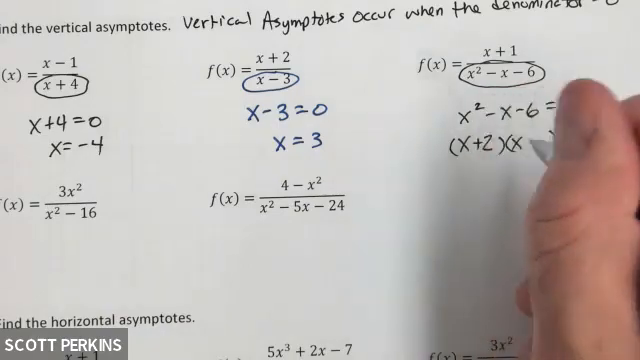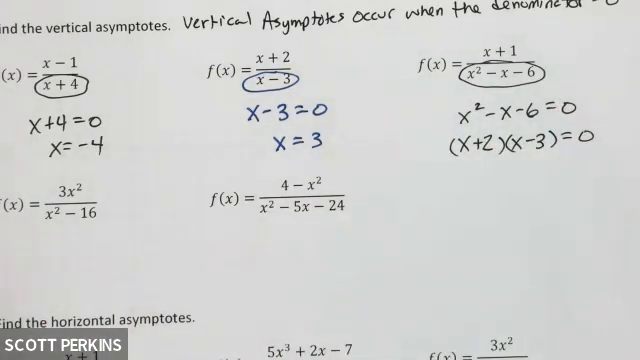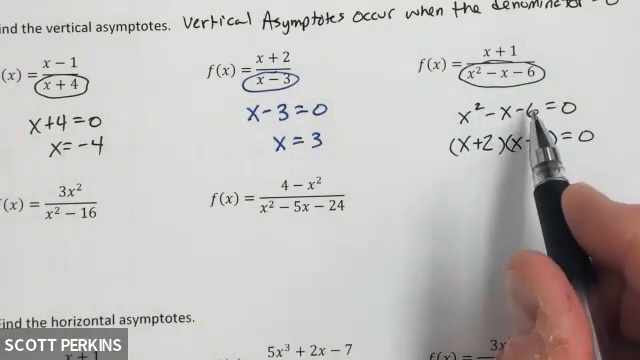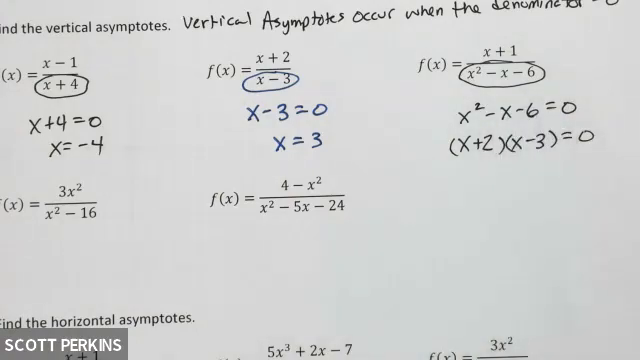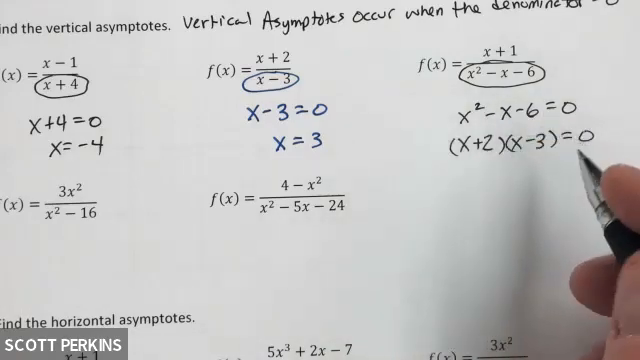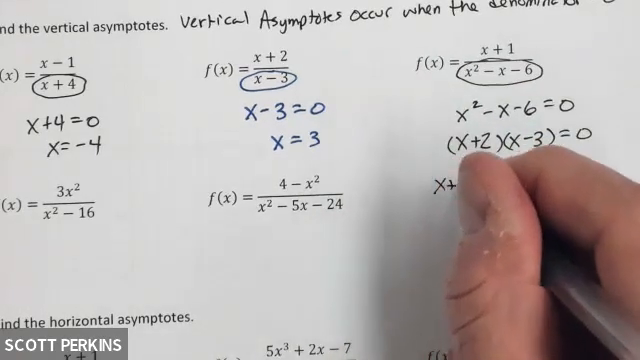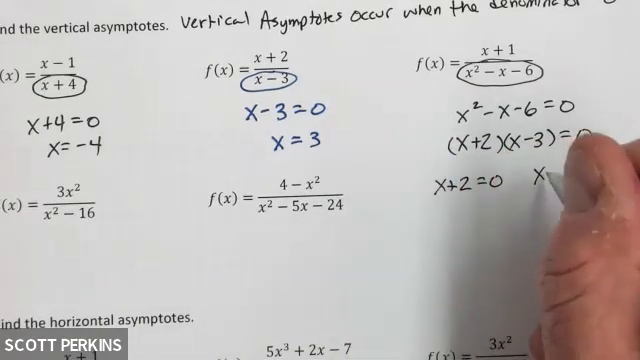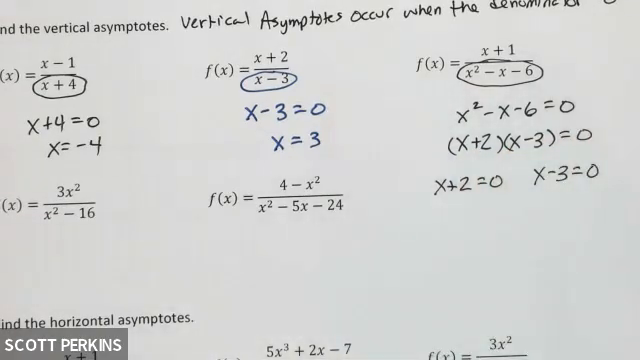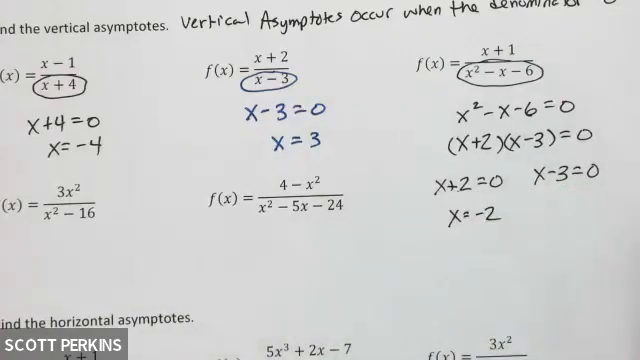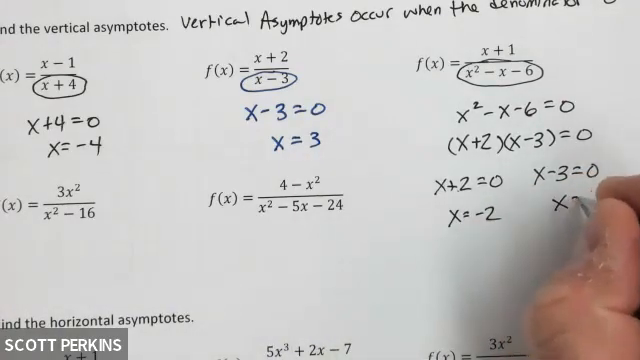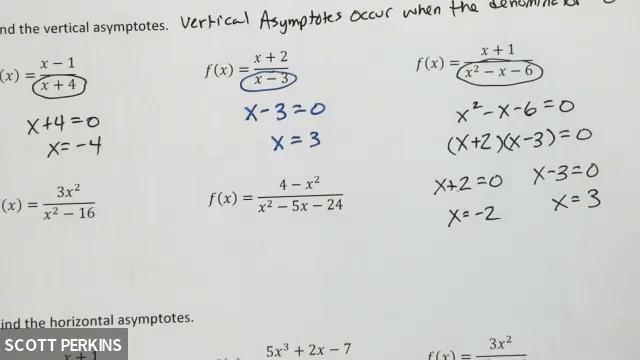2 and -3. 2 times -3 gives me -6. 2 plus -3 gives me -1. So I don't know if we're graphing this one or if this is just an example, but if you were to graph this, you're going to have 2 asymptotes on this. That's going to be double the fun. The first one will be a vertical line at x equals -2, and the second one will be a vertical line at x equals +3.